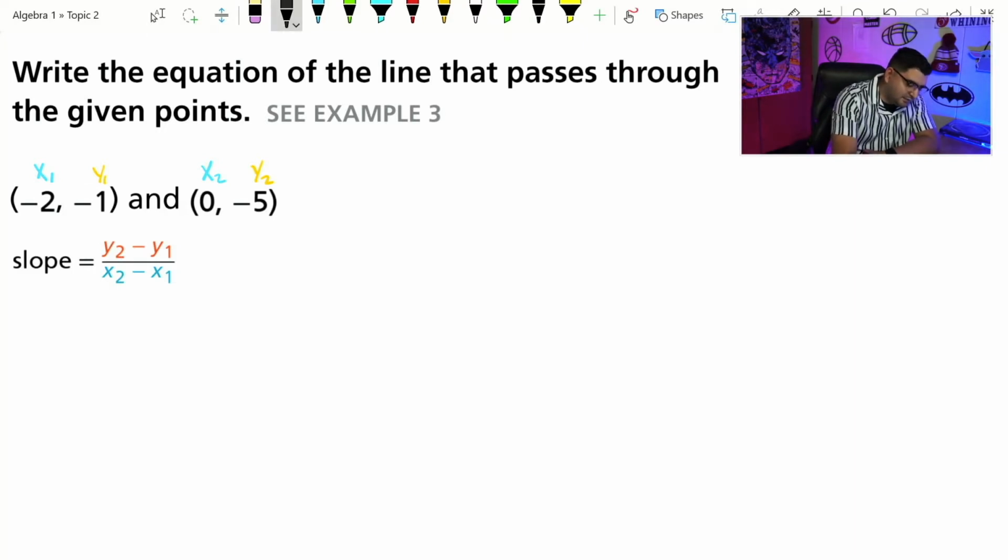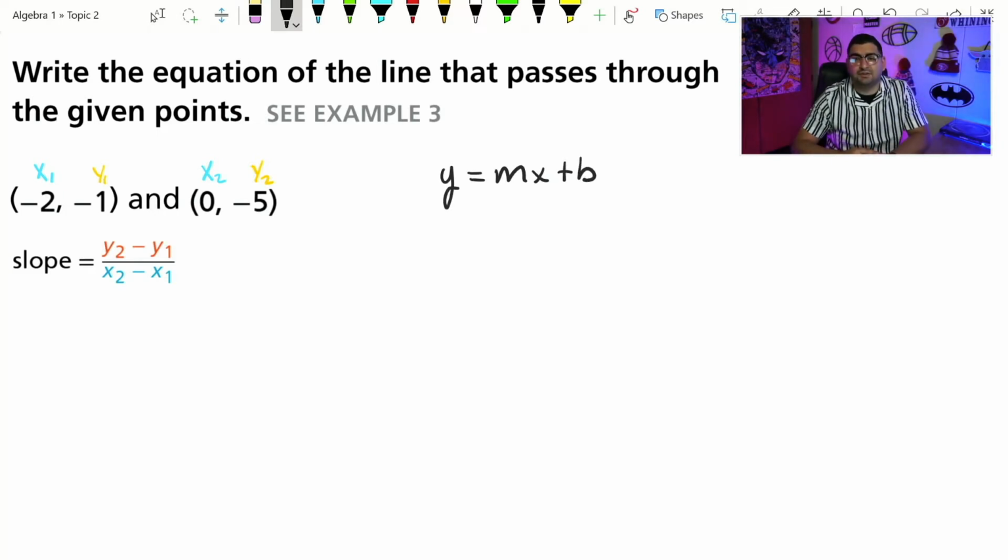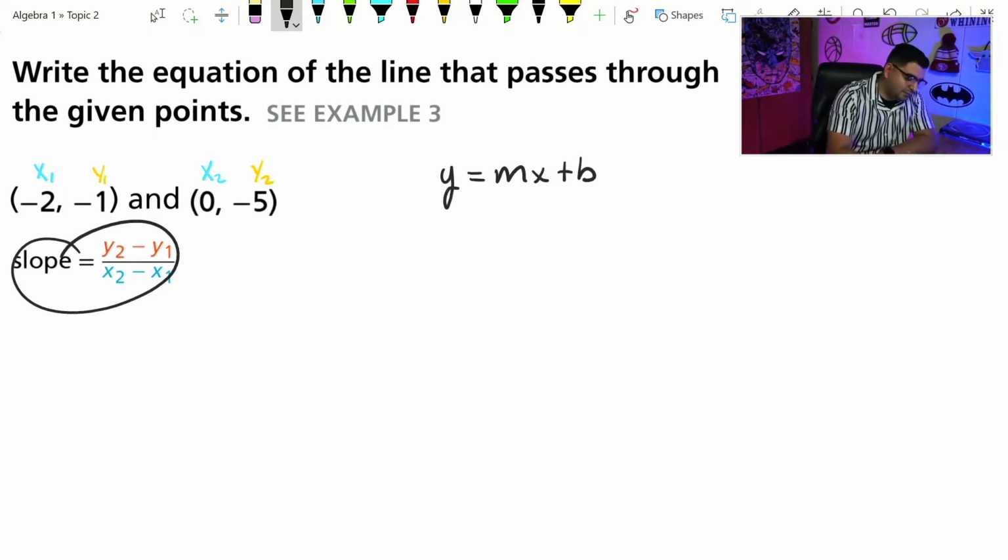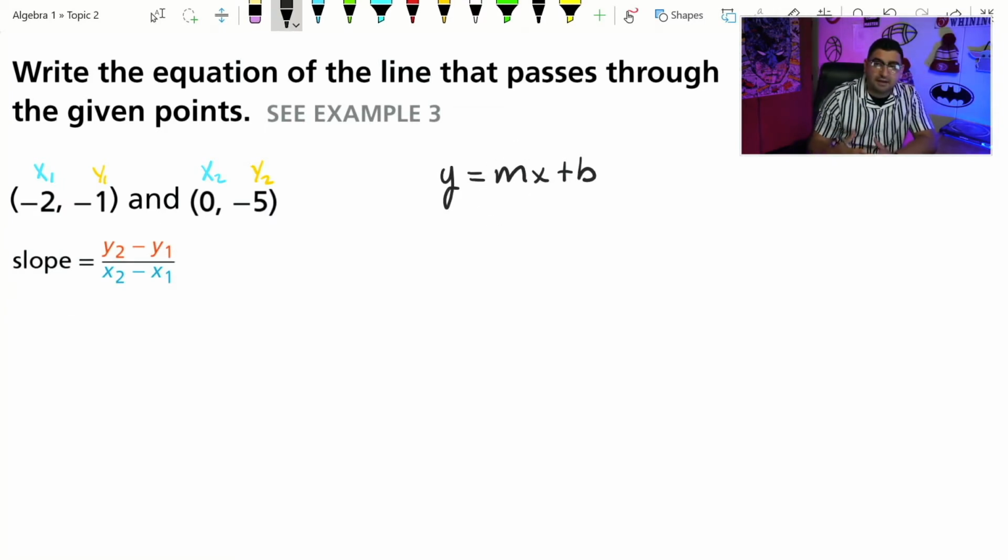We use this to find the slope, and we want to write an equation in slope intercept form, y equals mx plus b. This will help me find my value of m. So let's go ahead and see how we can do this.